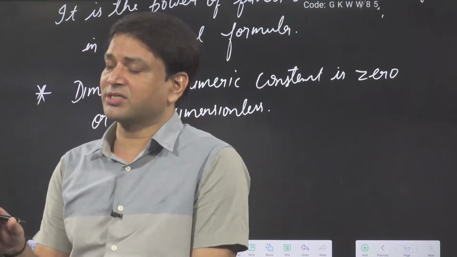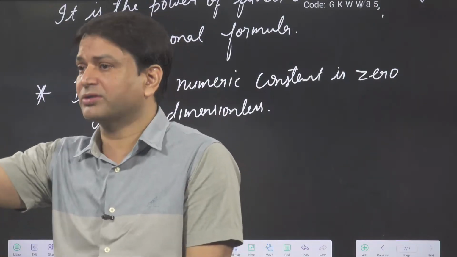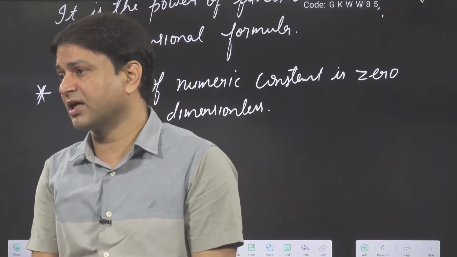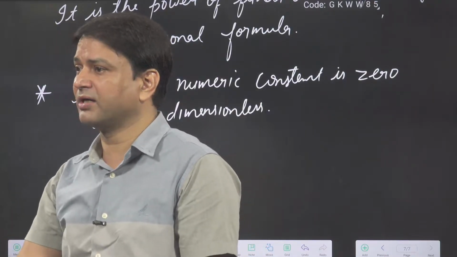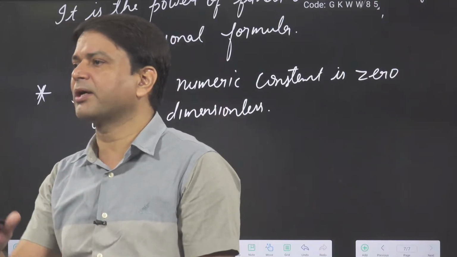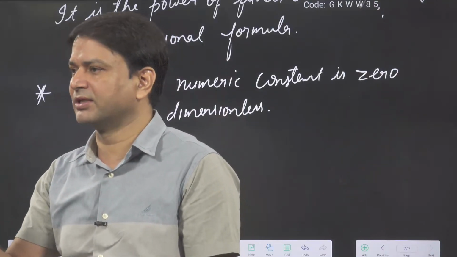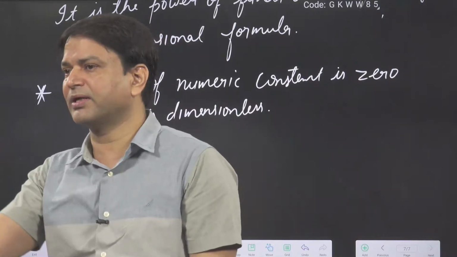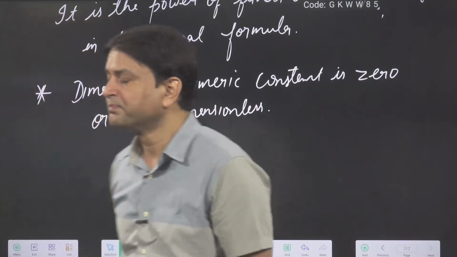So a numeric constant does not have dimension, but a physical constant does. Physical constants are the Planck constant, the gravitational constant, the force constant of the spring. A physical constant has dimension, but a numeric constant is dimensionless, because a pure number does not have dimension. So if a pure number comes in any formula, it is dimensionless. Okay.